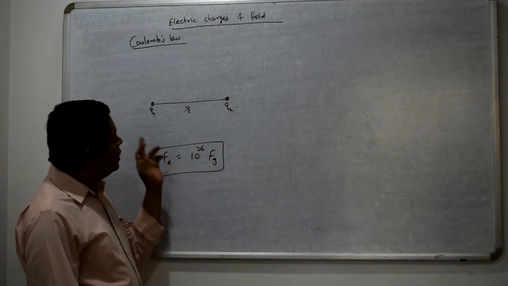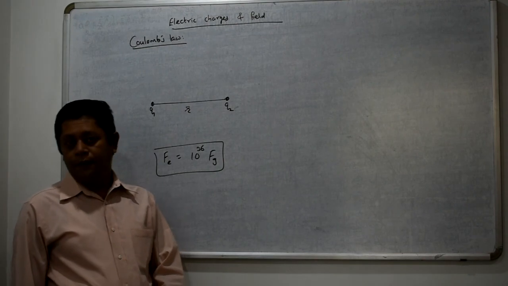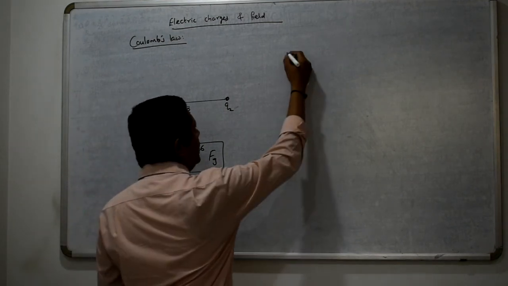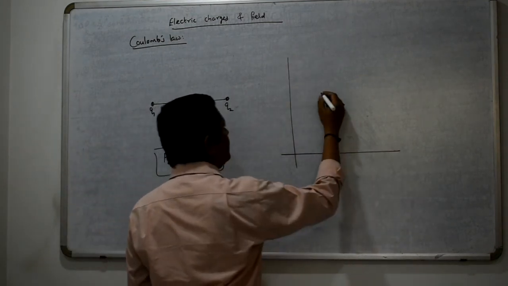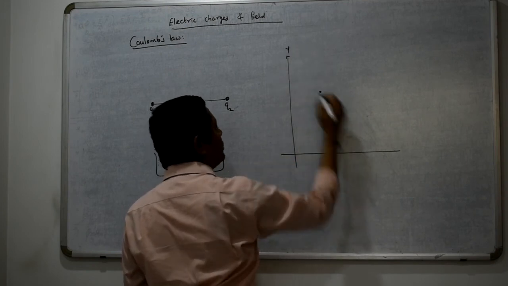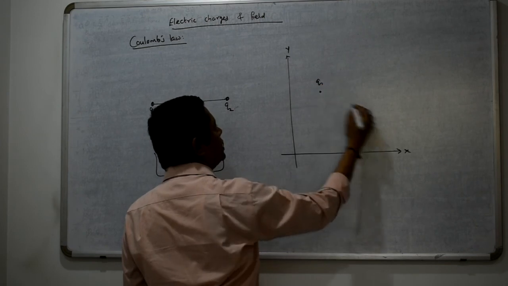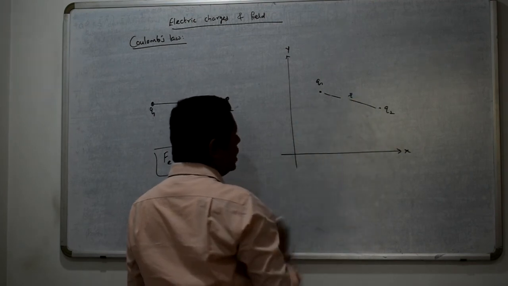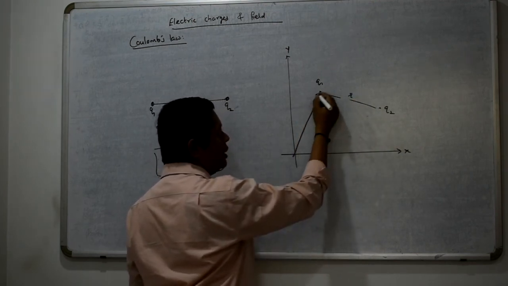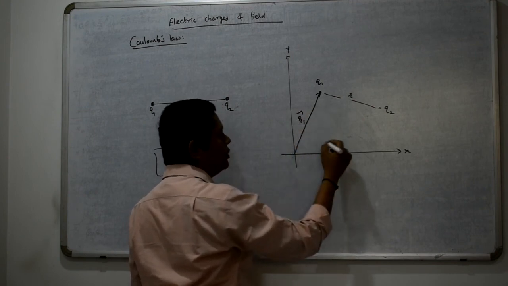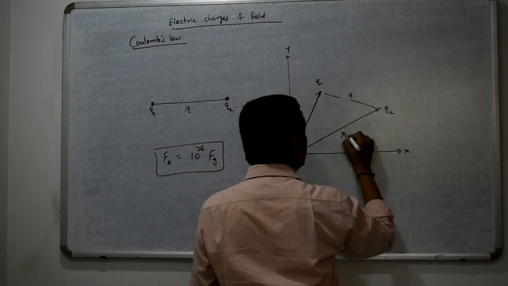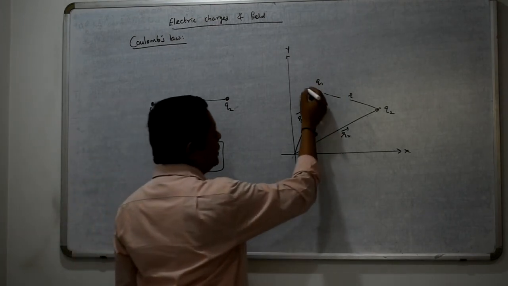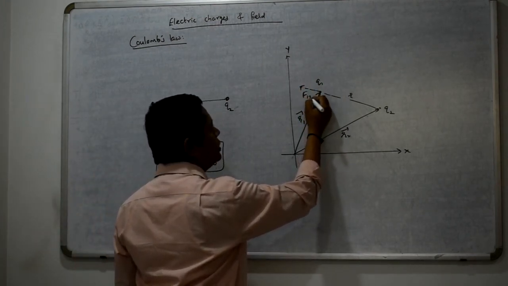Now, force is a vector quantity. If you want to represent this in terms of vector notation, let us consider first these two charges Q1, Q2. Put them into a coordinate system, let's say an XY coordinate system, in which two charges Q1 and Q2 are placed, separated by distance r. The position vector of charge Q1 is r1, and the position vector of charge Q2 is r2. If these are like charges, then the force acting on charge 1 due to charge 2 is in this direction.